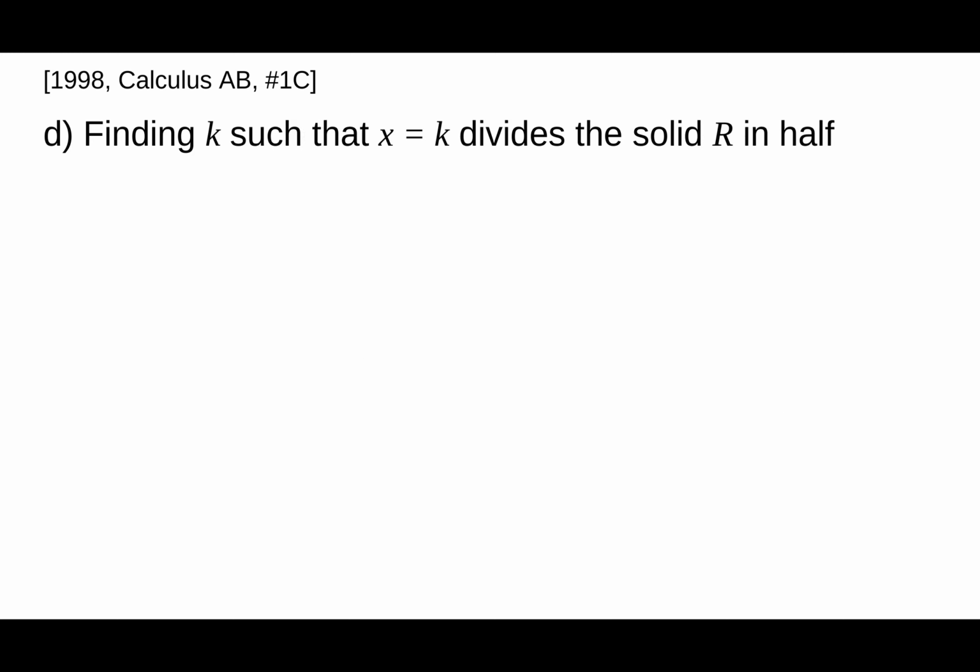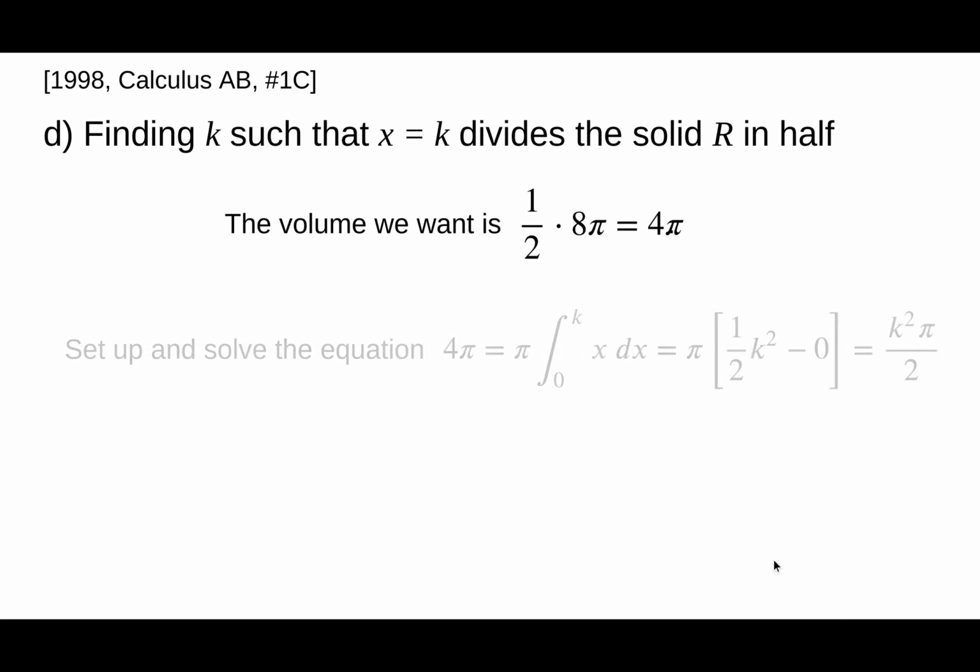And in part D, similar to part B, we are asked to find a value of k such that the vertical line x equals k divides the solid of revolution for R in half. And we're going to approach this kind of the same way. We know that the volume of that solid of revolution is 8 pi. We want it to be half of that. So we set it equal to 4 pi.